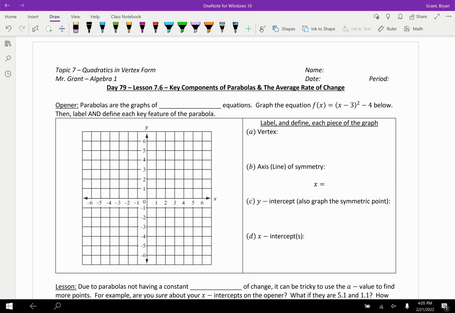So, without further ado, let's get into key components or key features of parabolas and the average rate of change. We should know by now that parabolas are the graphs of quadratic, remember think quadra, square, quadratic equations. Alright, so let's go ahead and graph this equation right here. It's in HK form, vertex form below. And then after we've graphed it, we're going to try to define or label each of these features.